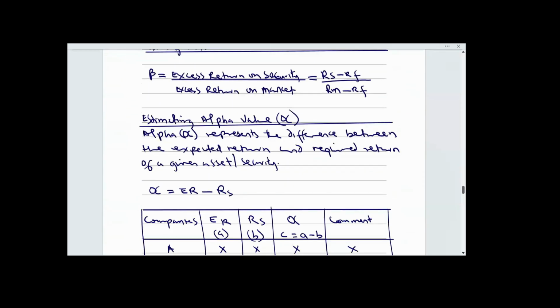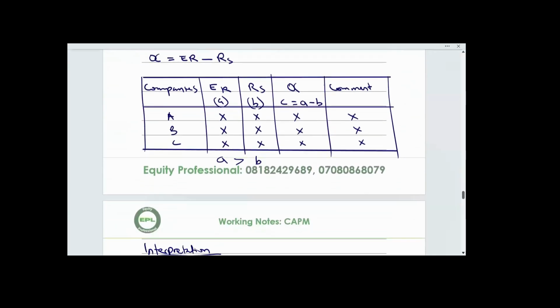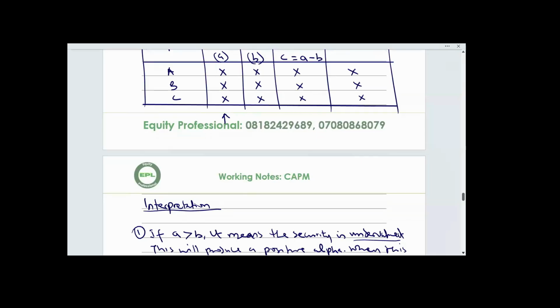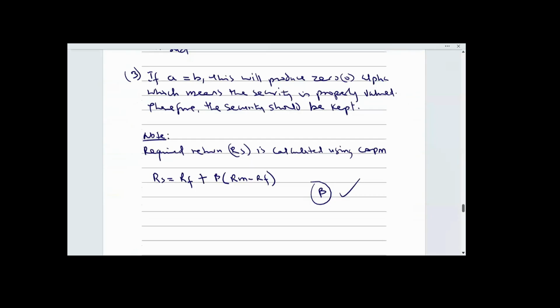All right. So in most cases, when you're calculating your alpha value, the expected return will always be given to you. You are the one that will calculate the required return using the CAPM formula. And when you are doing this, the first thing you are going to do is to calculate your beta value using any of those five different formulas. Once you get your beta value for each of the securities, then you can go ahead and calculate the required return. It's as simple as that.